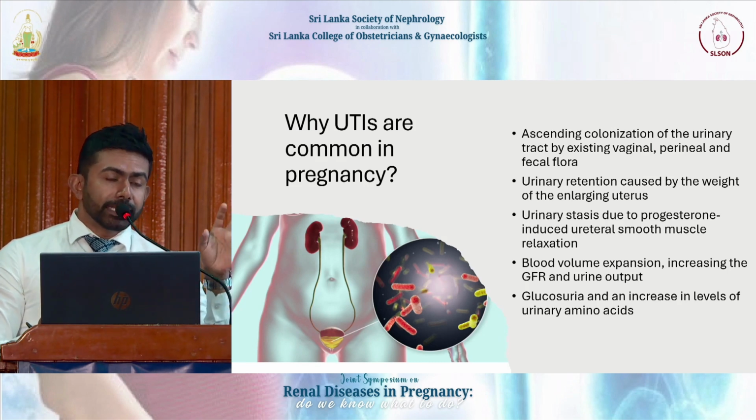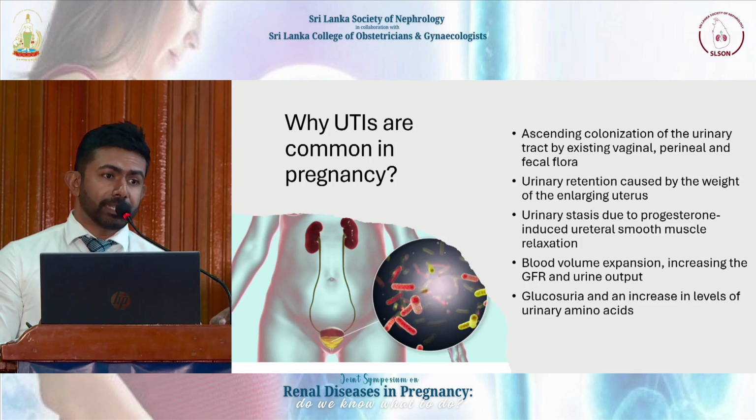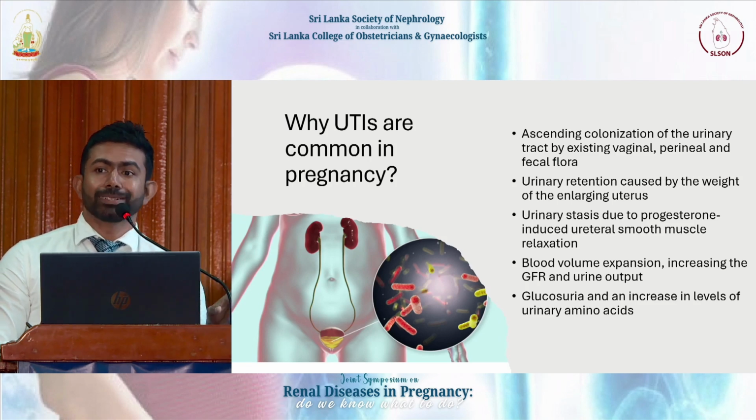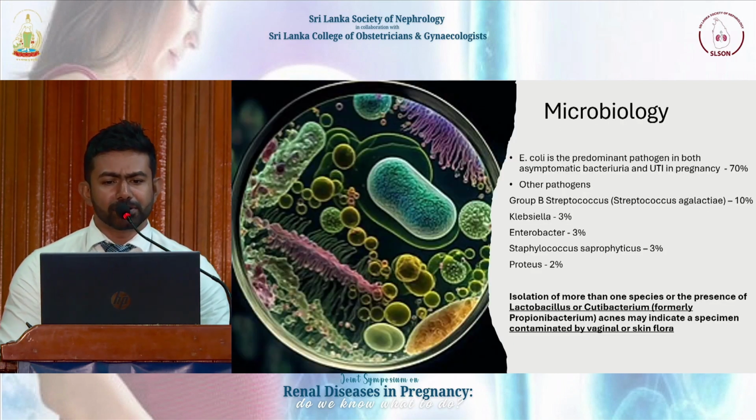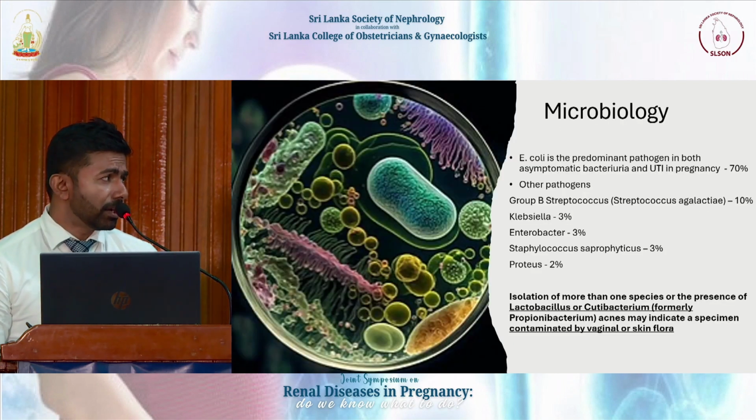Glycosuria and the increased secretion of amino acids, which are non-physiological changes in pregnancy, can act as a culture medium for these bacteria, and they can grow easily. So these are the reasons why UTIs are common in pregnancy. So a bit of microbiology. The E.